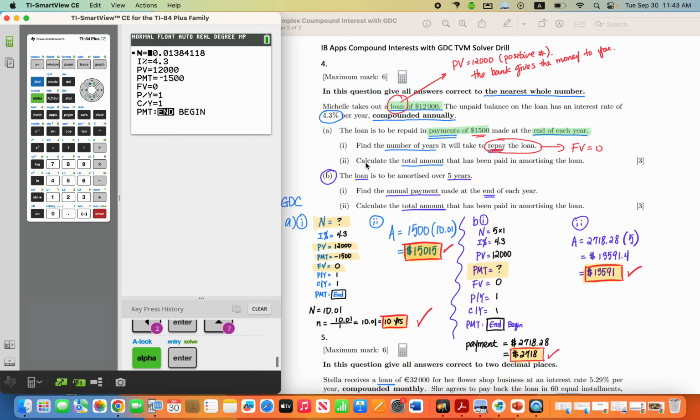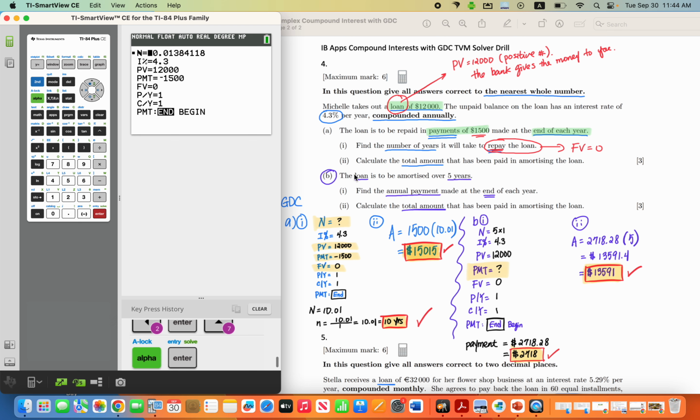All right, part II, calculate the total amount that has been paid in amortizing the loan. Amortizing means I'm going to repay the loan and clear my balance, right? So it's a payment. Each period I need to pay 1,500. I need to suffer for 10.01 years, and that's the amount of money. Now you see the evil bank, the evil corporation. I just needed 12,000, but look how much I end up repaying. Oh, they made 3,000 out of me. Ugh, not good, huh?